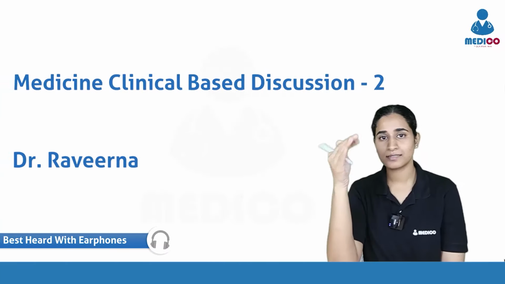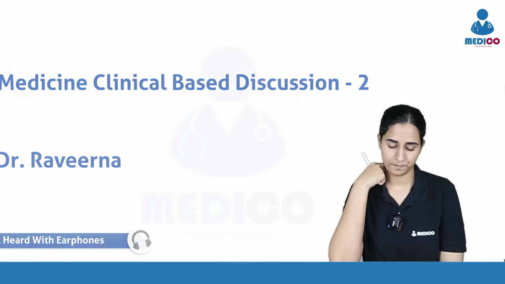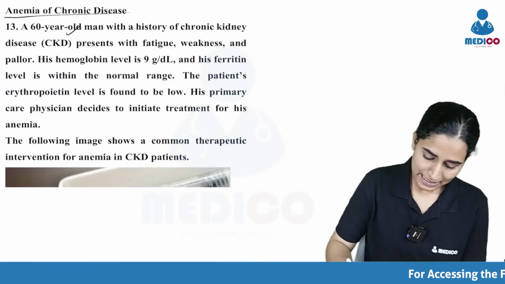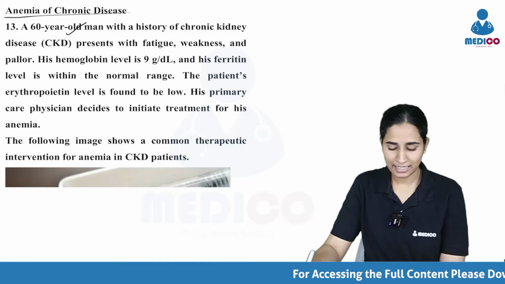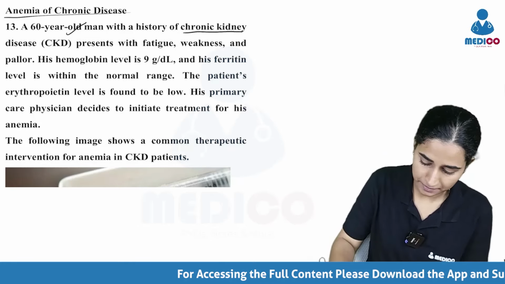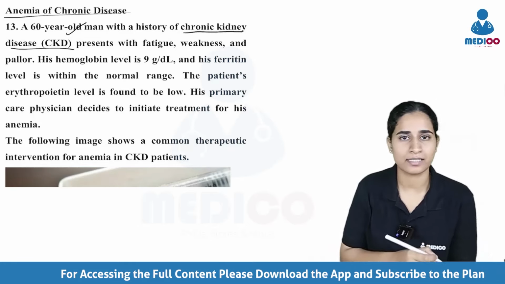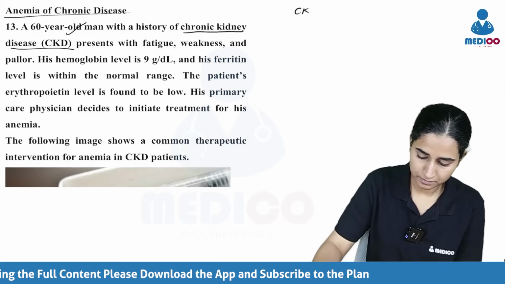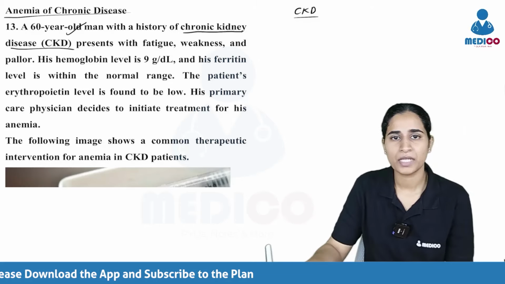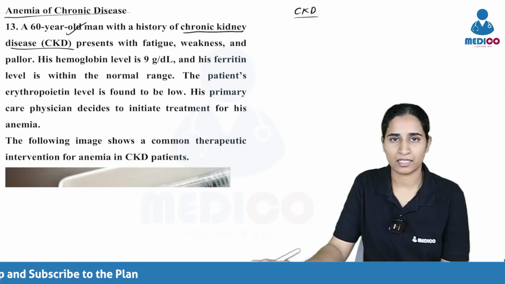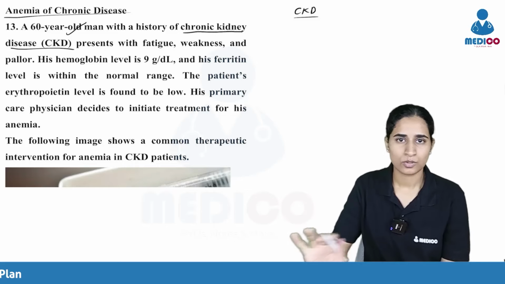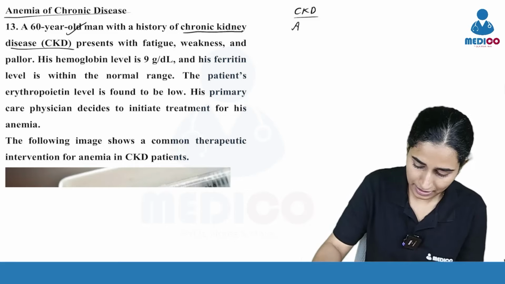Okay, let's take up the next patient. He is an elderly male with a history of CKD. Underline that CKD. Now he has fatigue, weakness, pallor, and his Hb is 9. So ultimately he is inferring that there is anemia.